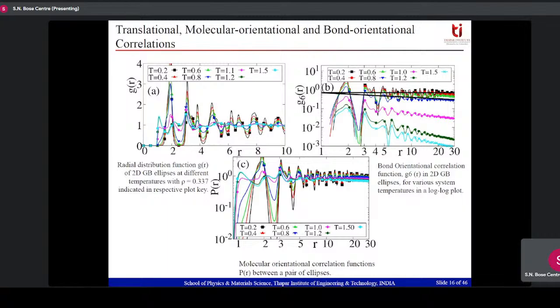This black line, that's the horizontal line. So it goes to a non-zero constant with the correlation function at large distance. Yeah. So it doesn't decay. It remains horizontal. It's a long range order. Yeah. And then in the hexatic phase, it's decaying as a power law. Yes. So that's a quasi-long-range order.